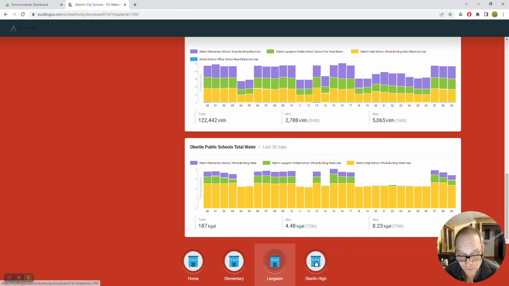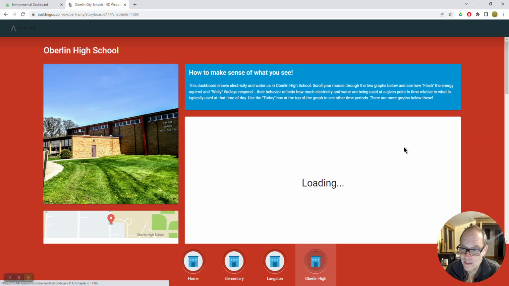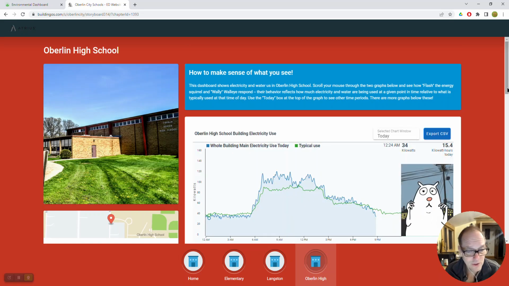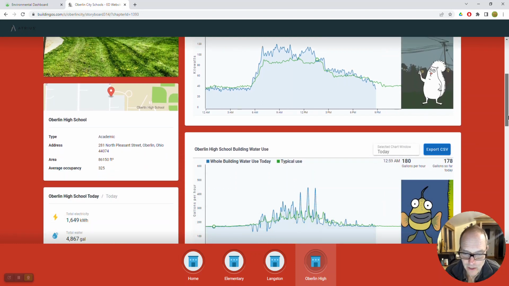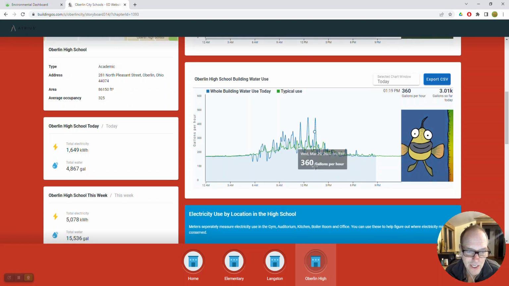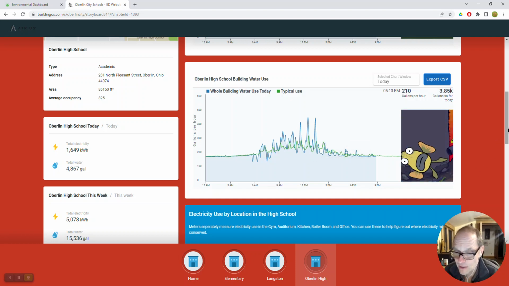Speaking of the high school, its dashboard looks a little bit similar to Langston's. It's got the fish and the squirrel at the top, and you can see it's higher too. Again, that has to do with the fact that typical uses incorporating data from over break. There's the fish. You see the fish never goes down below about 180 gallons per hour, and that's because I think you got a leak in the high school.